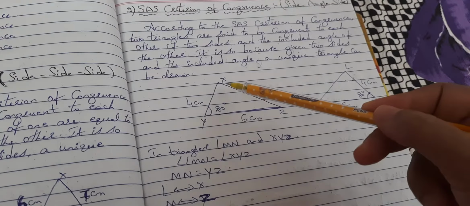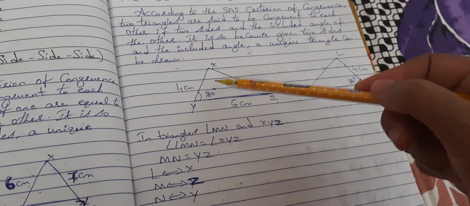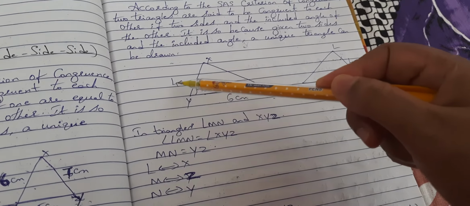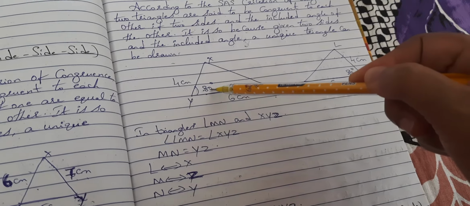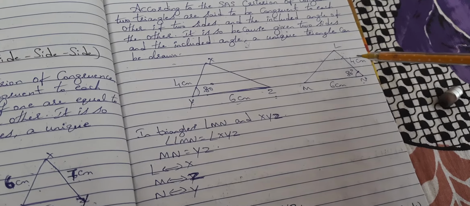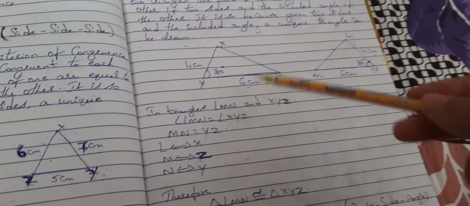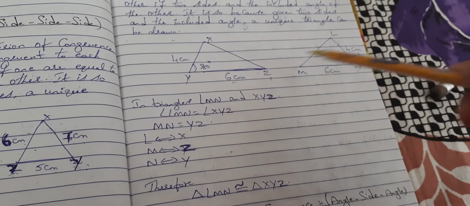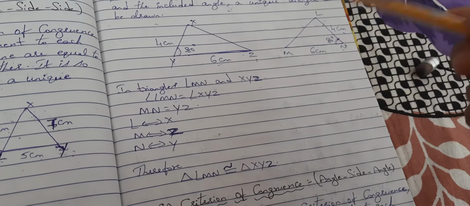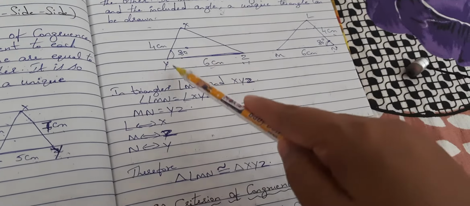So now here you see, XYZ is here, LMN is here. From X to Y we have taken 4 centimeters. Then angle Y is equal to 80 degrees, and YZ is 6 centimeters. Here you see LN is 4 centimeters, angle N is 80 degrees, MN is 6 centimeters. Here what do you find? In triangles LMN and XYZ, angle LMN is equal to angle XYZ. MN is equal to YZ.